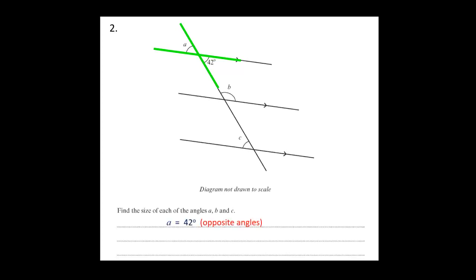So A is 42. Can we see any Z's, F's or C's to get B? Well, have a look at that. There's B. And we've got the letter C. So we know that B is 180 minus 42. That's going to be 138 degrees. And finally, what about C?